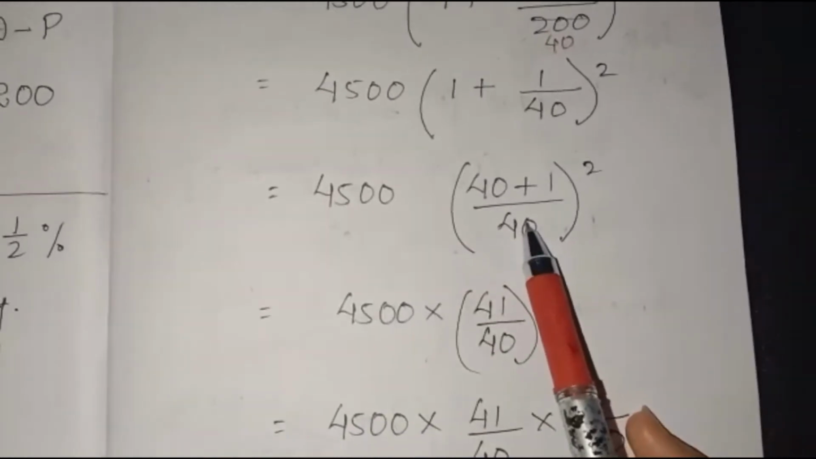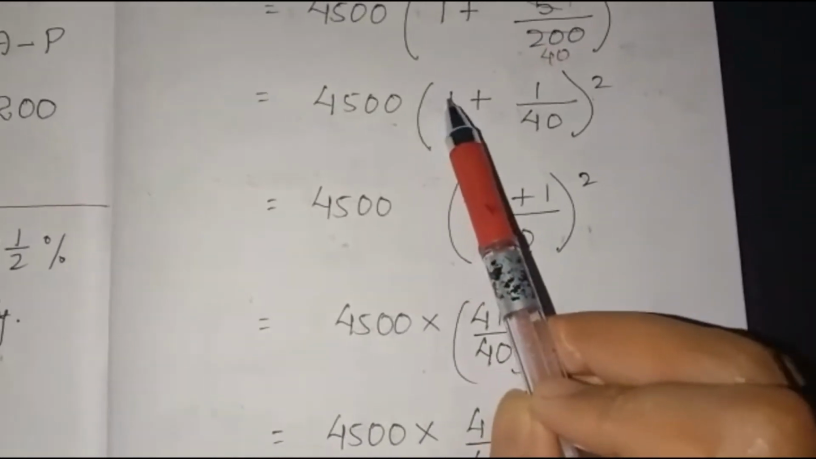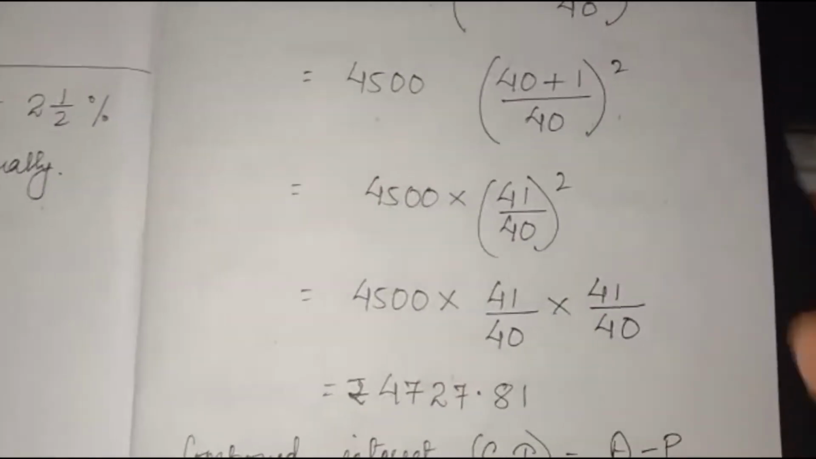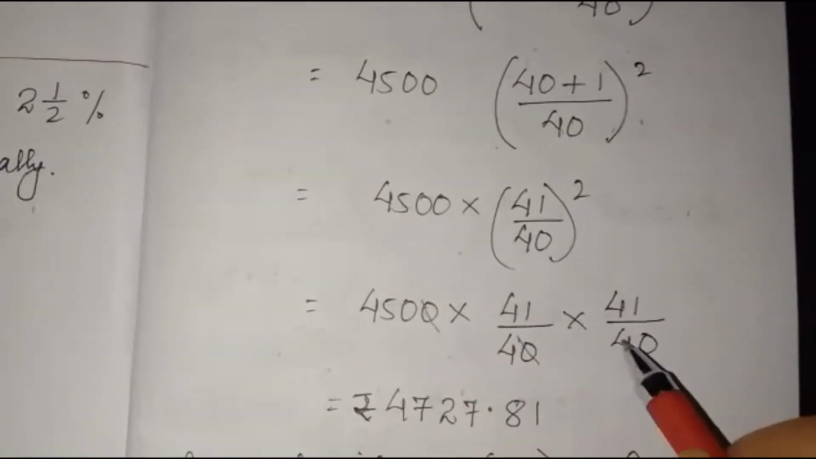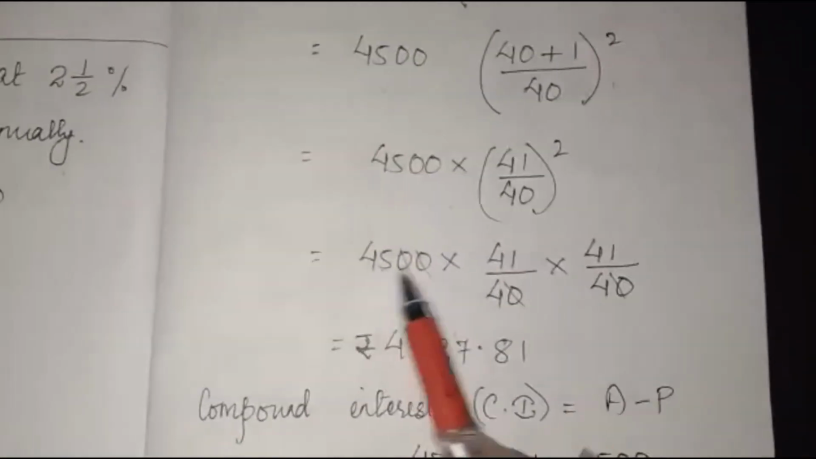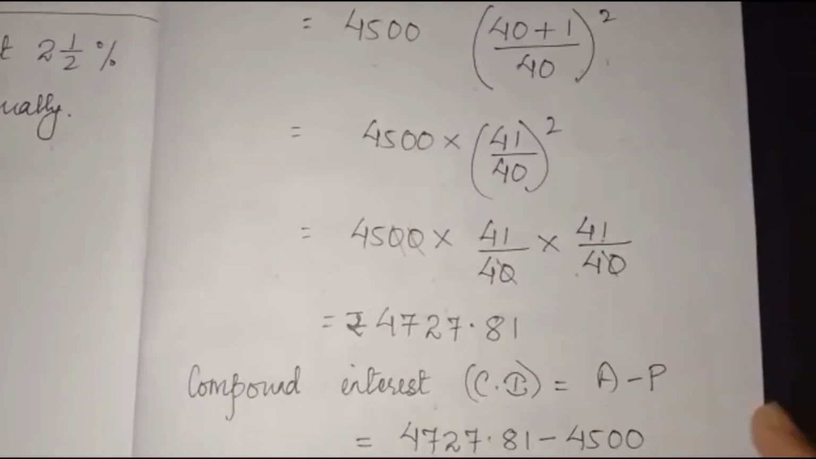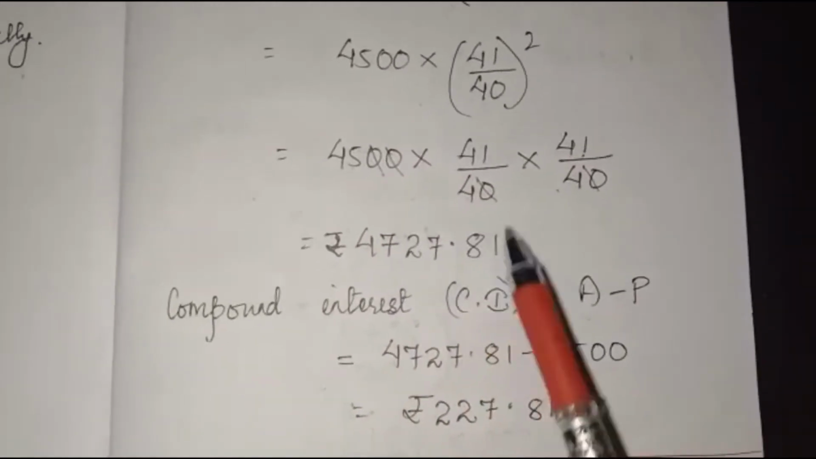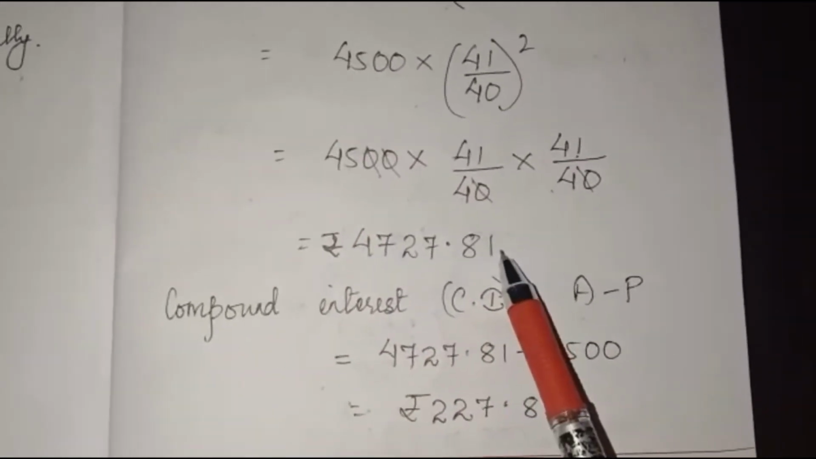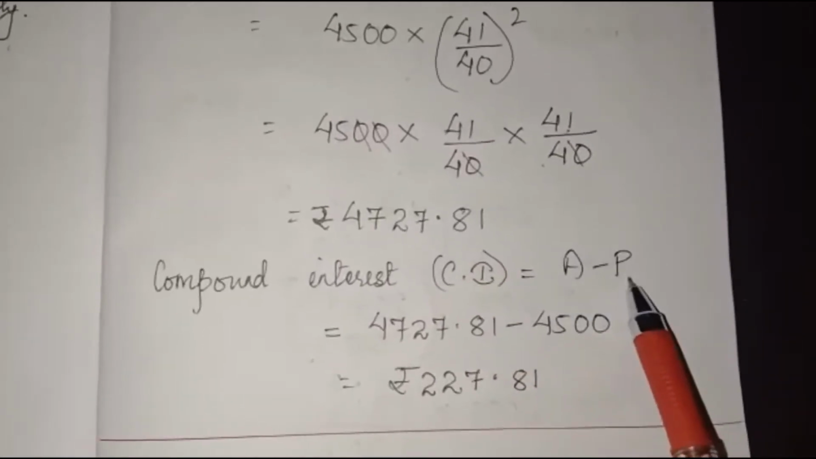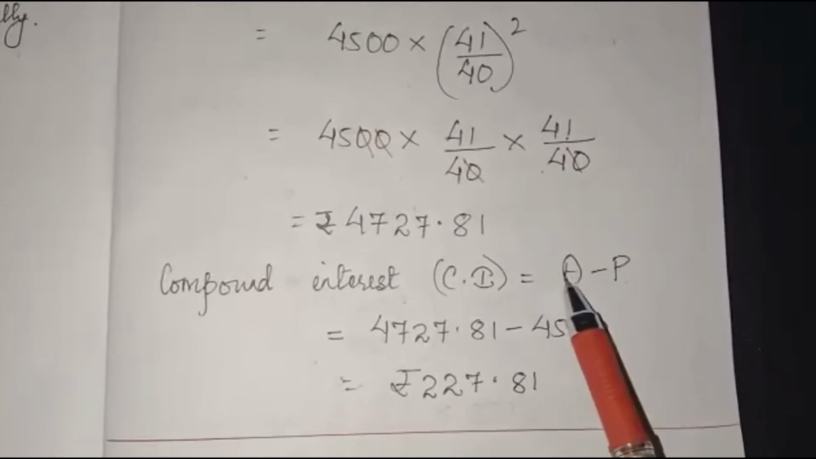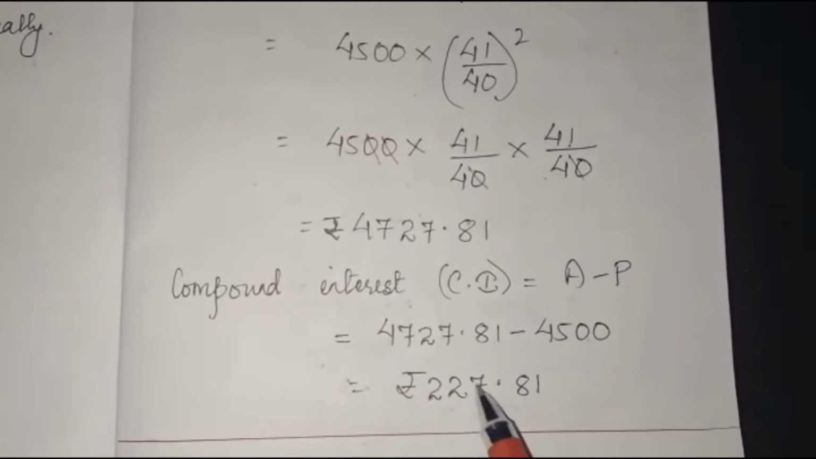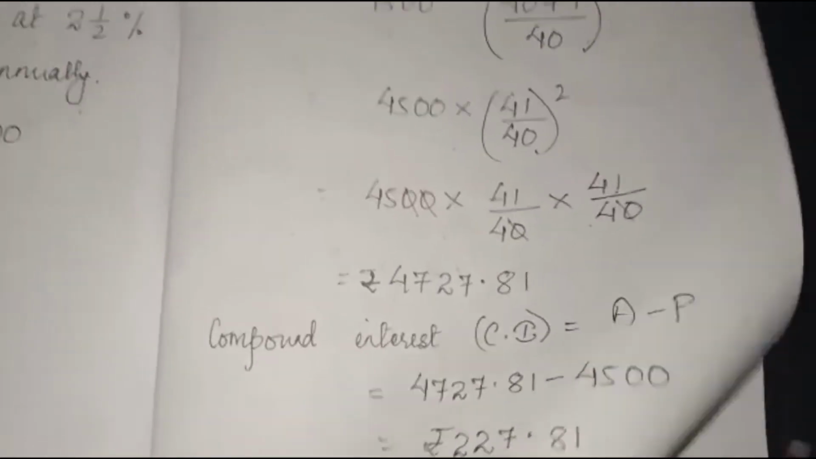Cancel this. After that, you take LCM. LCM will be 40. So this one will be multiplied by 40. So 40 plus 1 is 41. 41 by 40 whole square. Then cancel the zeros. Now multiply, then divide it by 4, 4 is 16. You'll get 4727.81. This is the amount. Now we will find compound interest. Compound interest is amount minus principal. So on subtracting amount minus principal, you'll get 227.81 rupees.